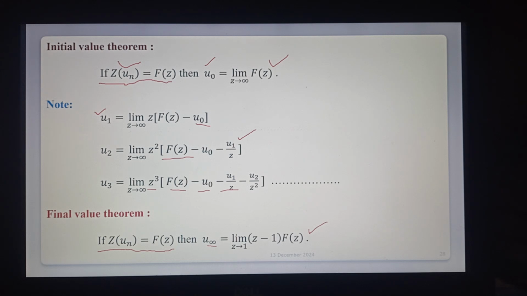Okay, now. So these are the properties and the theorems. Okay.